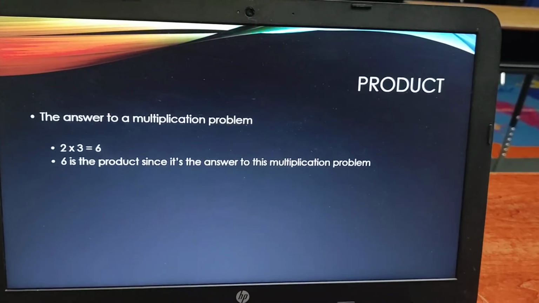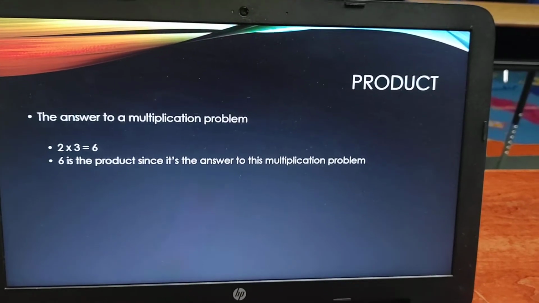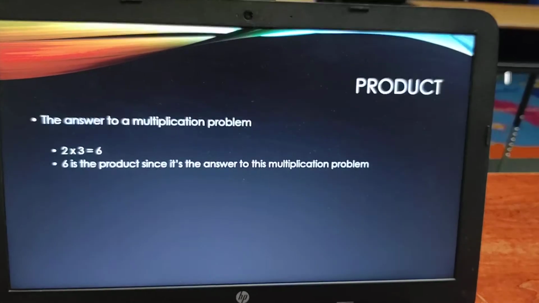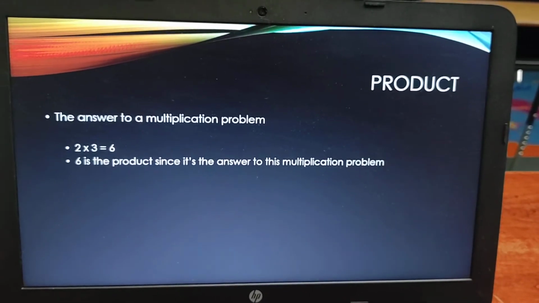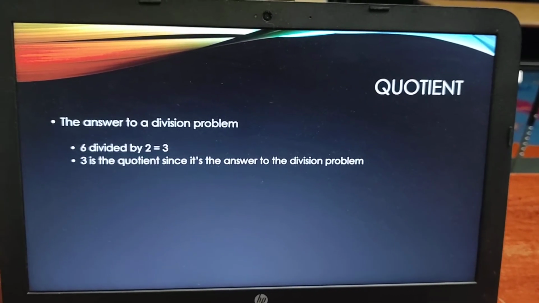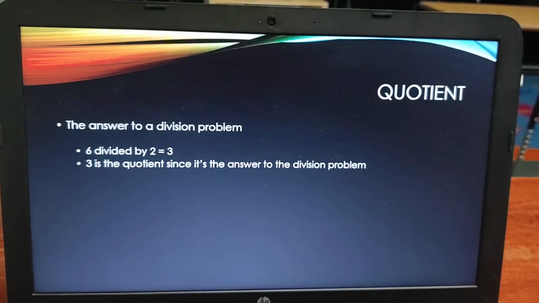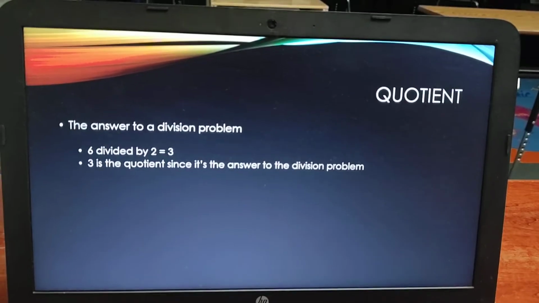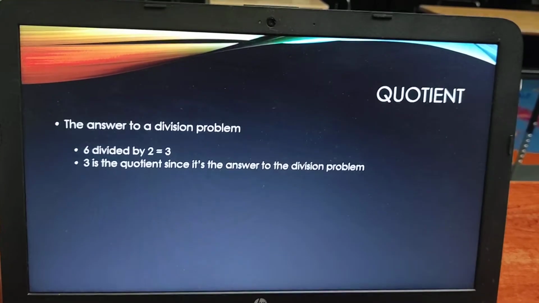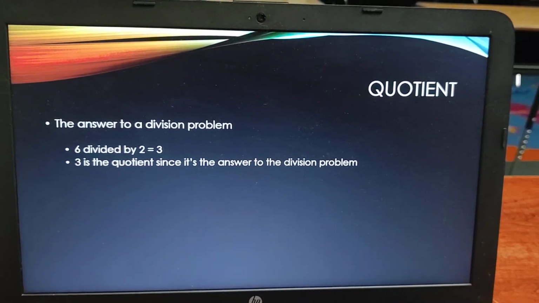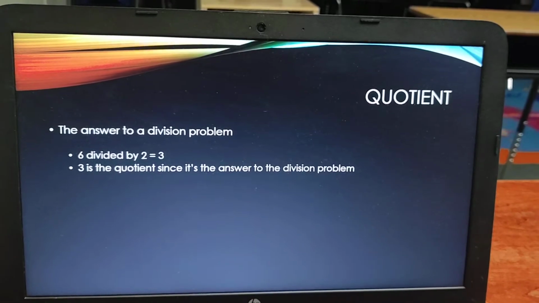Product, the answer to a multiplication problem. In the example 2 times 3 equals 6, 6 is the product since that's your answer to that problem. Quotient is the answer to a division problem. In the example 6 divided by 2 equals 3, 3 is the quotient since it's the answer to the division problem.